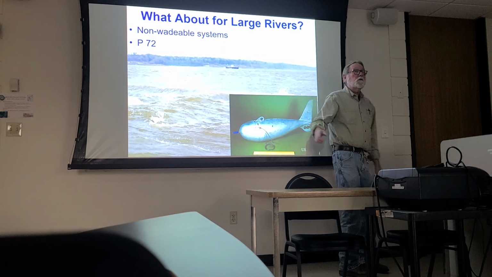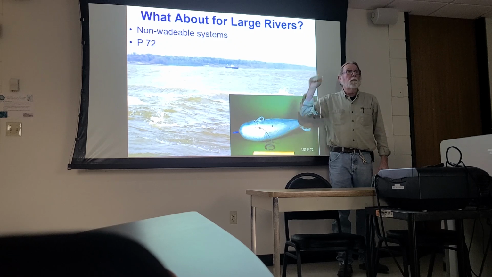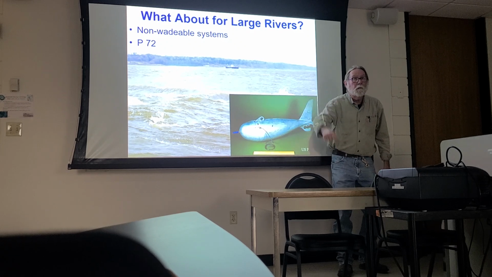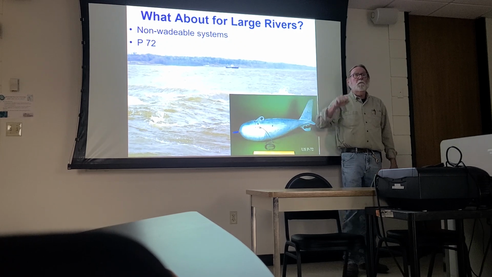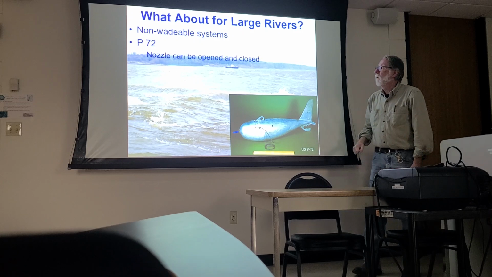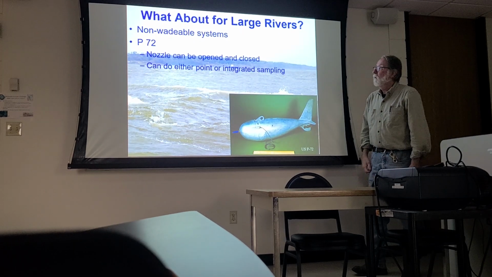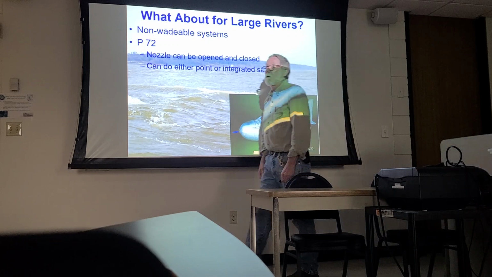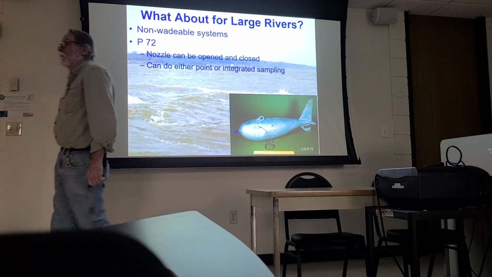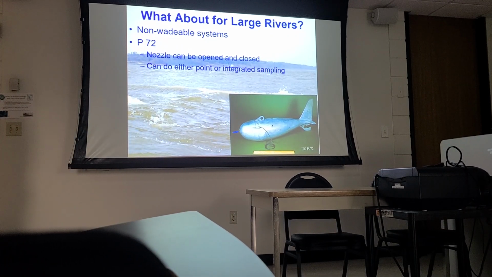Okay. It can also be turned into an integrated sampler. You just leave it open, and then you run it all the way down and all the way back at the same speed, but on a crank. Okay. So again, the nozzle can be opened or closed. And so it can either do point sampling, which is nice, at points, but if you want, you can try integrating, but you've got to move fast, because that's going to be a deep water sample.